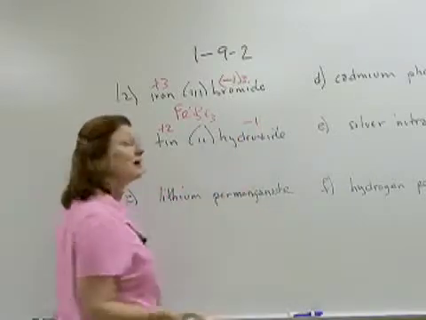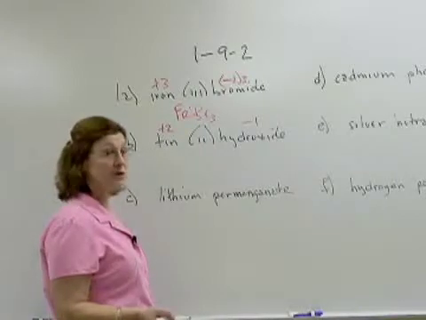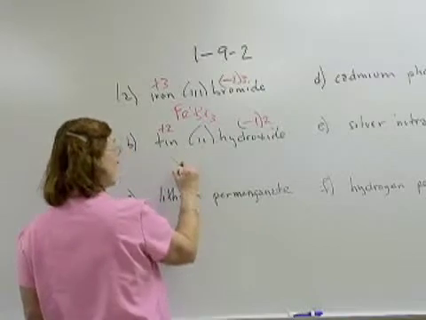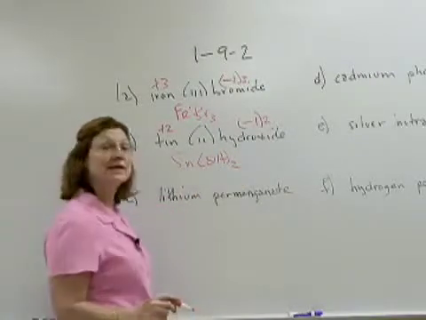The Roman numeral 2 is telling me that tin has a +2 charge. Hydroxide is a polyatomic ion with a -1 charge. The lowest common multiple between +2 and -1 is 2. So tin, and I need 2 hydroxides in order to get to 0.